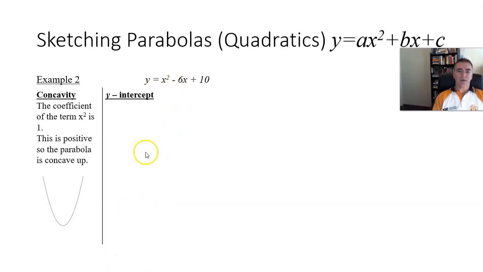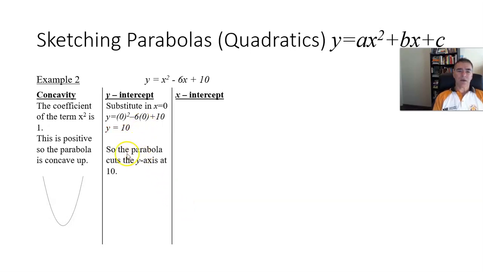Our y-intercept, we should be able to see that by now. It's just going to be our positive 10, but if we want to do the whole process, let's substitute in x equals 0 and solve that. y equals 10, so we know it cuts the y-axis at 10. And then we move on to our x-intercept.